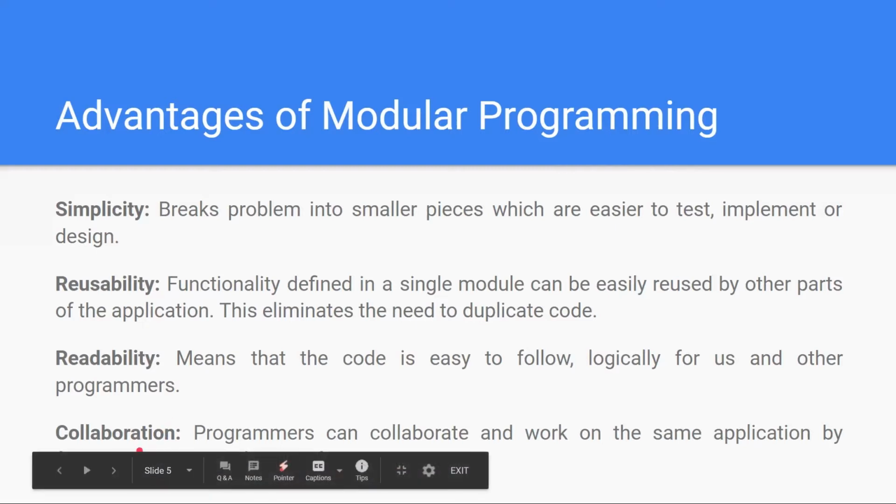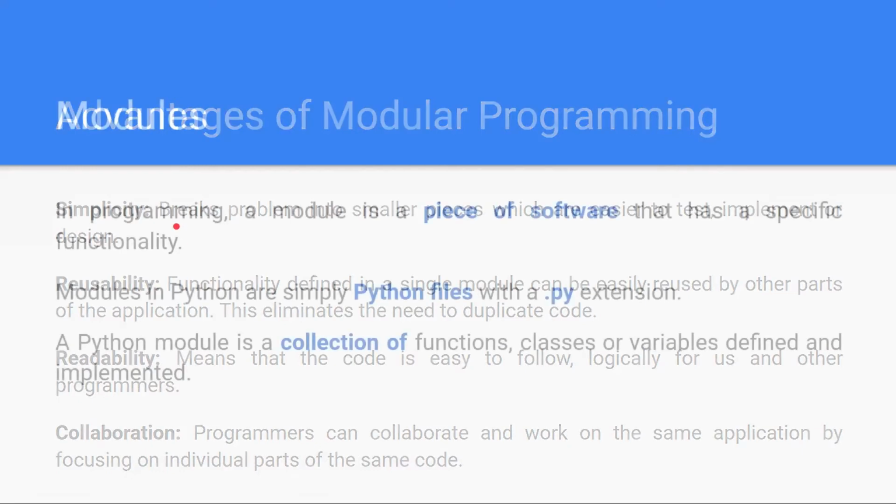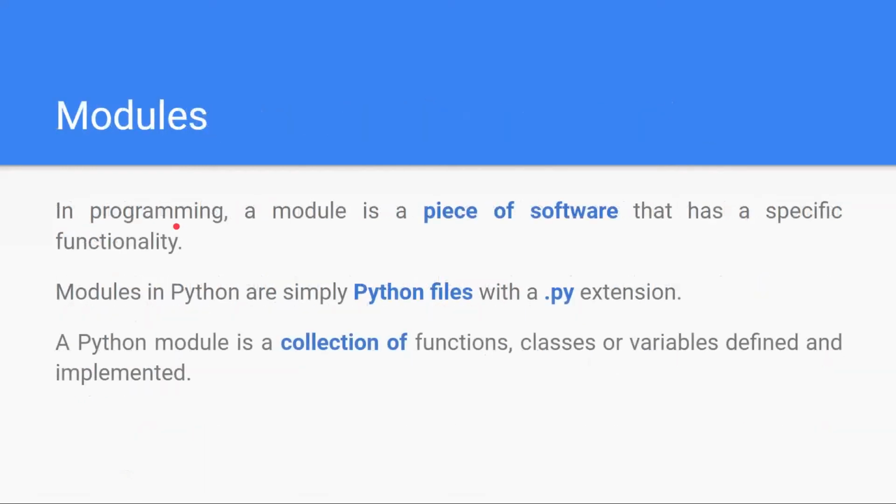And last but not least, we have collaboration. What do we mean by collaboration? Well, programmers in a team can focus on individual parts of the same code so they can work together to build the same program while completing different tasks. And all of this is due to modular programming. Okay, now that we understood why modular programming is beneficial, let's go on and talk about modules.